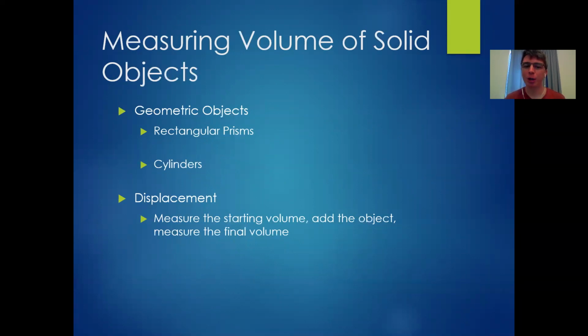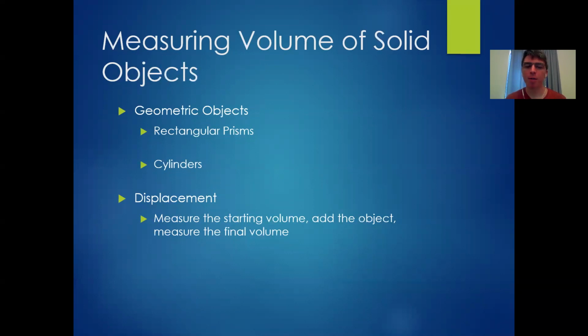If it's a nice geometric object, like a rectangular prism or a cylinder, then you can just use the traditional volume formulas. For a rectangular prism, volume equals length times width times height. For a cylinder, volume equals pi r squared h, where r is the radius and h is the height. You could use those if it's a nice geometric object, or at least a close approximation of one. We'll be doing one of those this week.